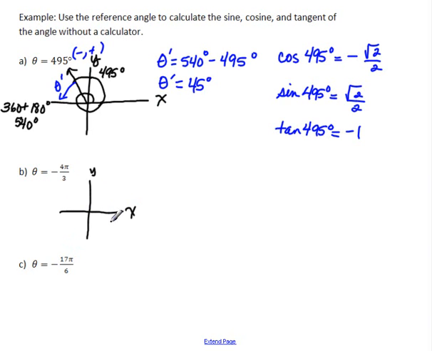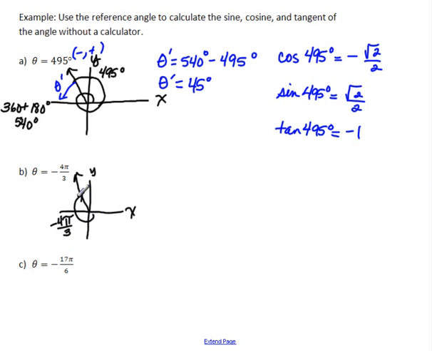So negative 4 pi over 3 is negative 1 pi over 3, negative 2 pi over 3, negative 3 pi over 3, negative 4 pi over 3. So it's going to be in quadrant 2 as well. Well, if you want to think about a positive angle that has the same terminal side, that would be 2 pi over 3, right?